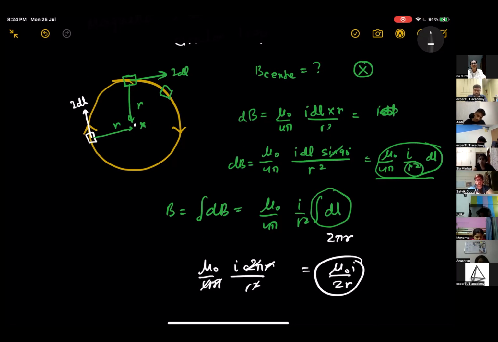So why is dl 2 pi R? Integral dl is 2 pi R because dl is small length. Integral means sum of all total lengths. What is the sum of all total lengths over that yellow loop? The circumference. Yes.